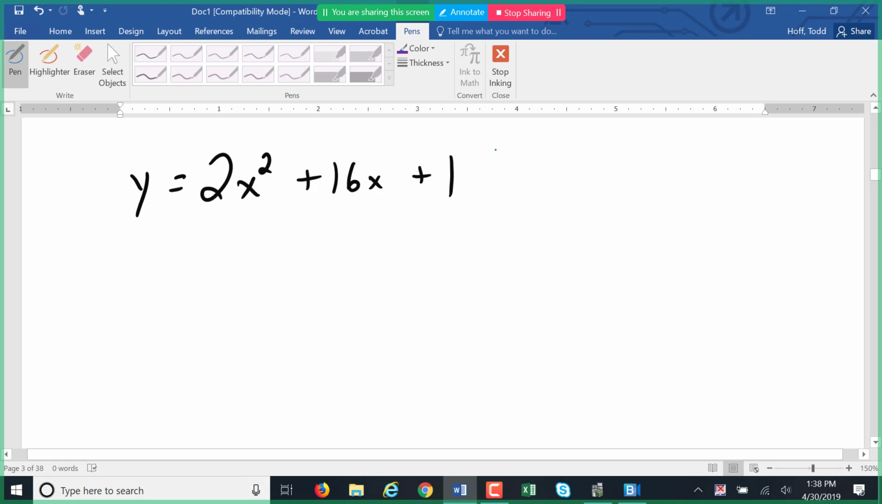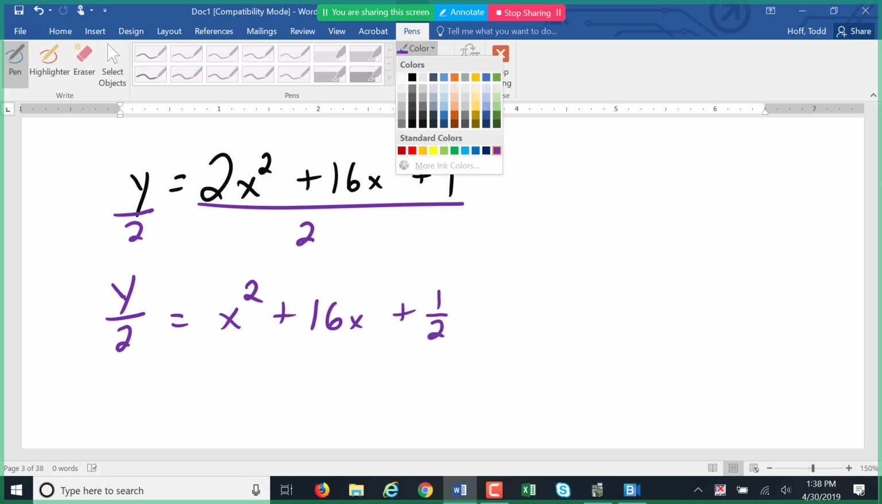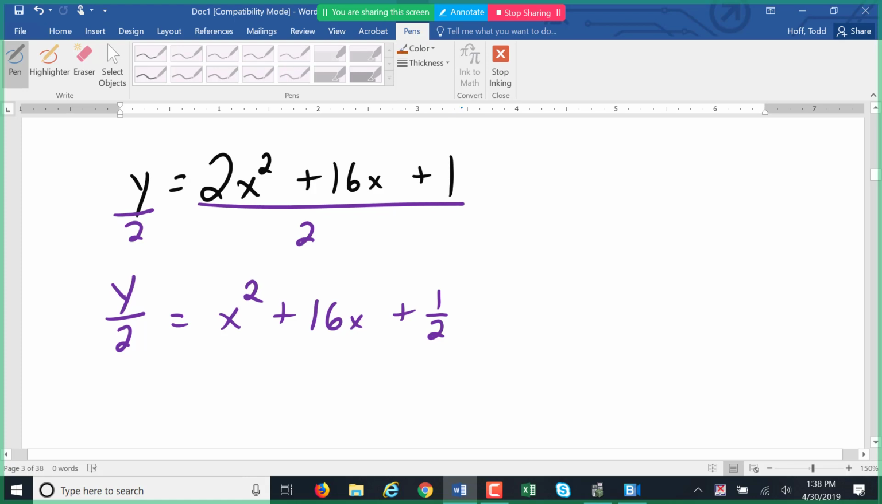Because the first thing we have to do is make this coefficient a 1. So how do I make that a 1? I divide by 2. So this is y over 2 equals x squared plus 16x plus 1/2. 8x, thank you.